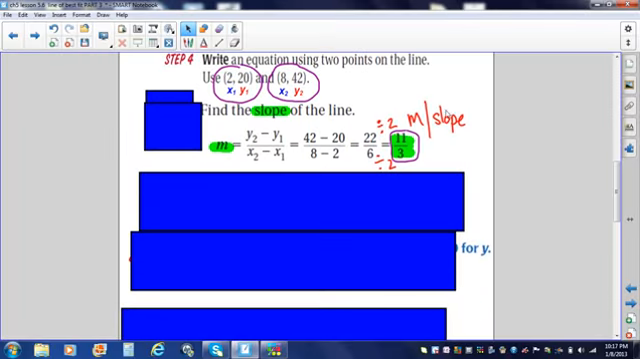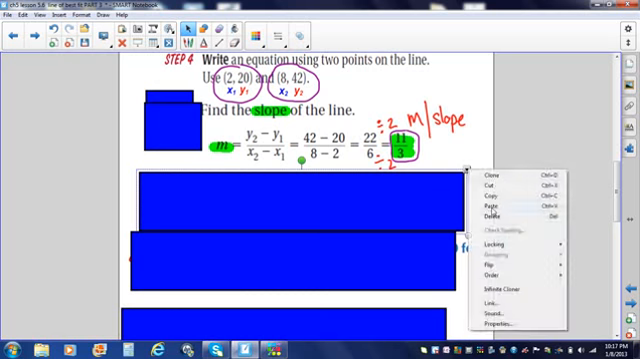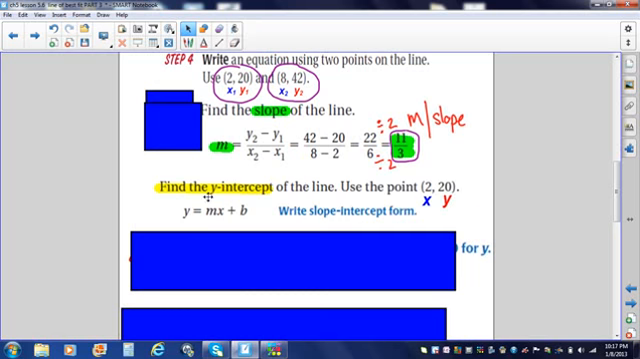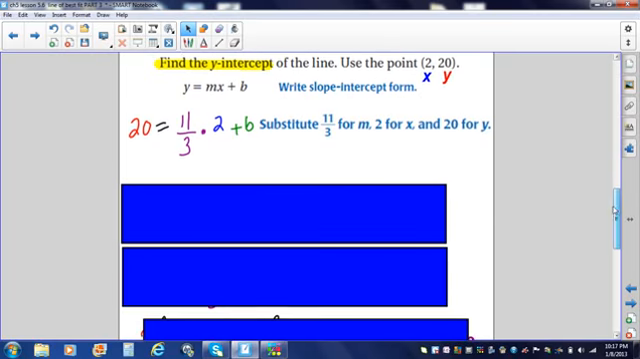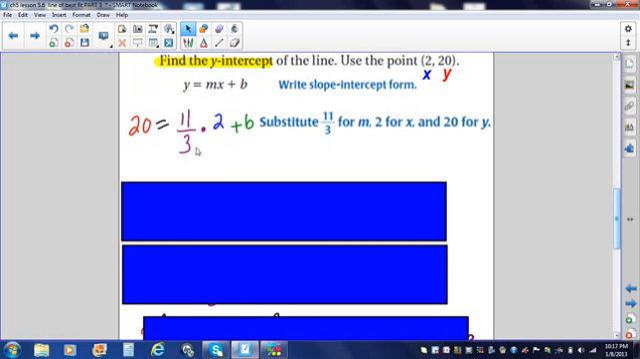Now that we know the slope, we can write an equation. We're going to find the y-intercept. So on your paper, please write y equals mx plus b. I can use either of the ordered pairs. I choose to use the ordered pair 2, 20. So I'm going to put in 2 for x, 20 for y, and 11 over 3 for m. When we do that, we get 20 equals 11 over 3 times 2 plus b. Make sure you have that written on your paper.